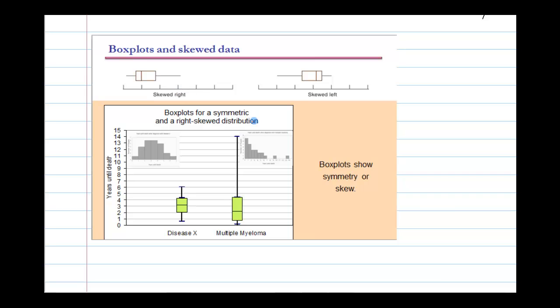So like I said, a lot of times we like to compare box plots side by side. Remember, we've already looked at this data set. This was for disease X and this was for multiple myeloma. In this particular case, this was the box plot taken from the distribution that we already looked at further up when we calculated the mean and the median. And then here is the box plot for the multiple myeloma. Here we can see that this distribution was clearly right skewed. This one was clearly symmetric, and we can see how symmetric these points are as well to represent that.